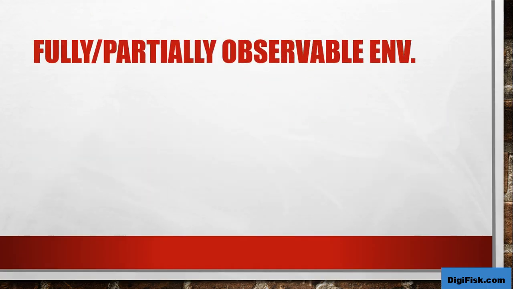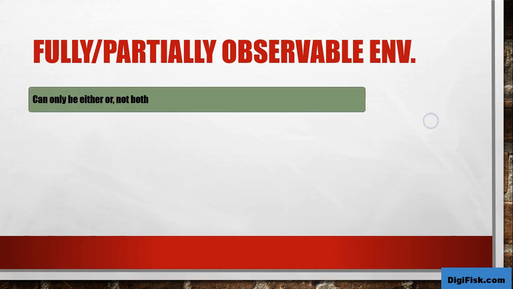First of all, there are partially or fully observable environments. An AI's environment can only be either or. It can't be both fully and partially observable. So it can either be a fully observable environment or it can be a partially observable environment. And all the types that we're going to be looking at, all the 4 categories, behave in the same way.